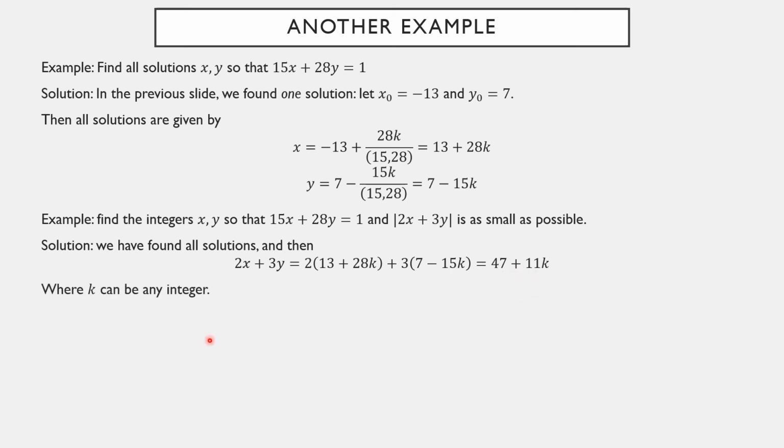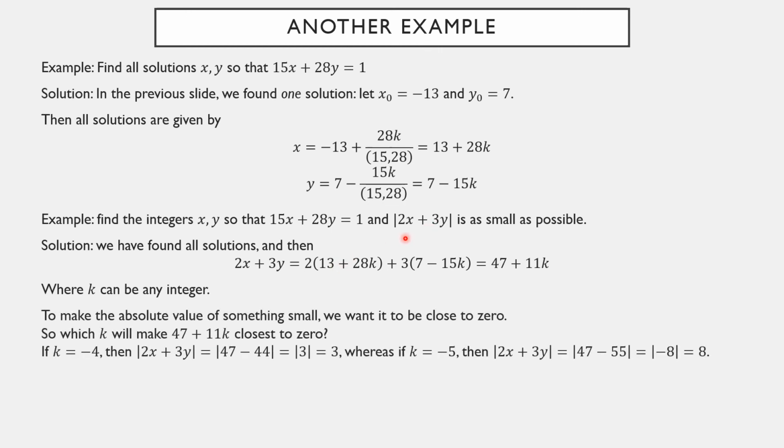k can be any integer, and our goal is to make this absolute value as small as possible. How do I make the absolute value of something as small as possible? I make the thing I'm taking the absolute value of close to 0. So how can I make 47 plus 11k as close to 0 as possible? It becomes fairly obvious that you want k to be negative.